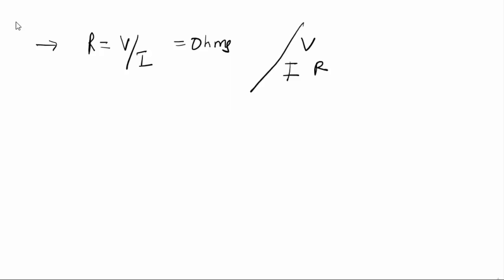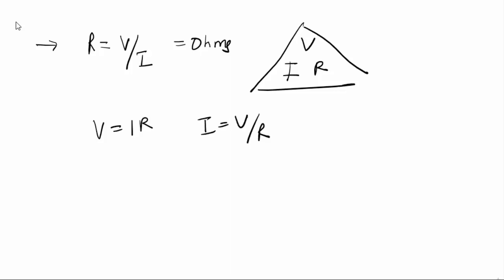So in the last lecture what we saw was about Ohm's law, and in the previous lecture before that, the resistance, which can be given by V by I, and the unit of resistance is ohms. One of the simplest ways to remember this is having a triangular form where you can write it like VIR. So V is always equal to IR, and I is always equal to V by R. These are the basic equations.